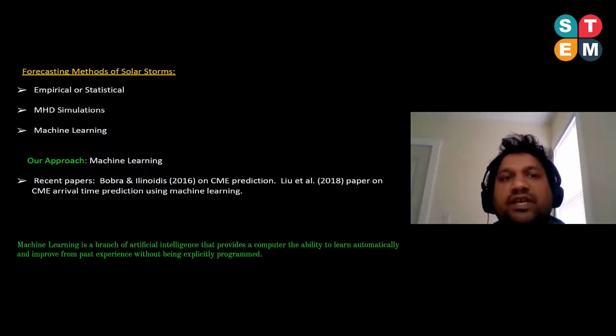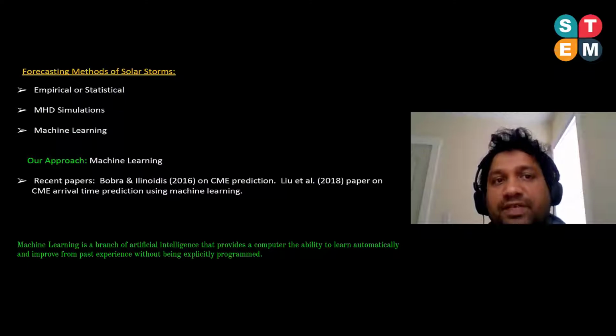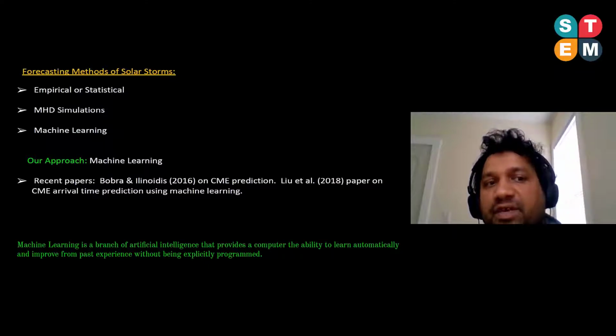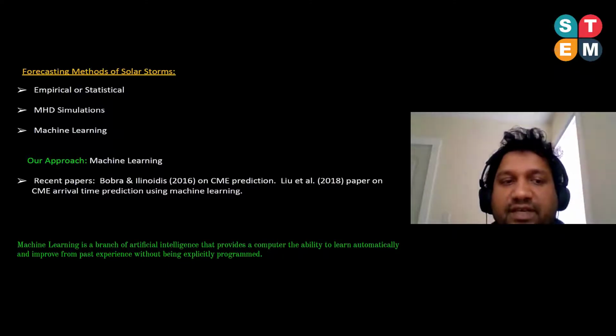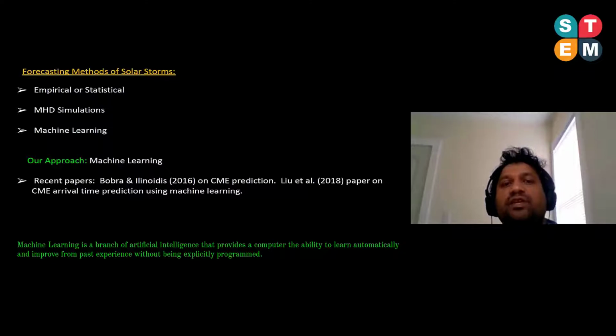There are different ways to predict solar storms. One is the empirical or statistical way, another is MHD simulation, and the third is machine learning. There are also a few recent papers on this kind of flare prediction by Bobra and Liu et al., but our approach is machine learning.